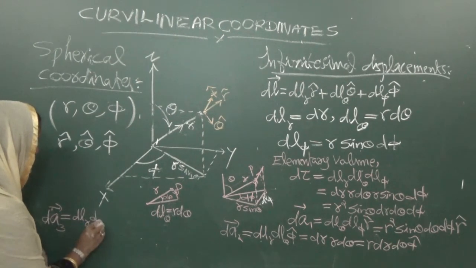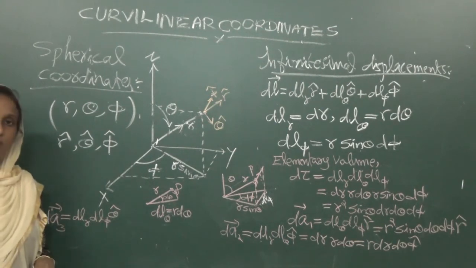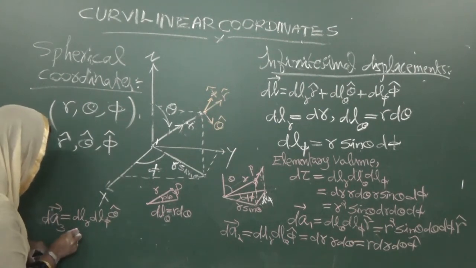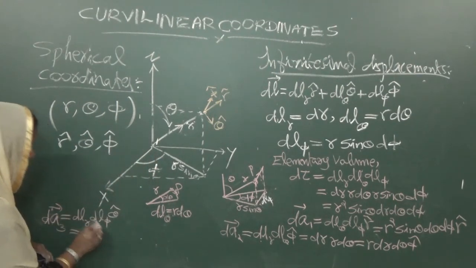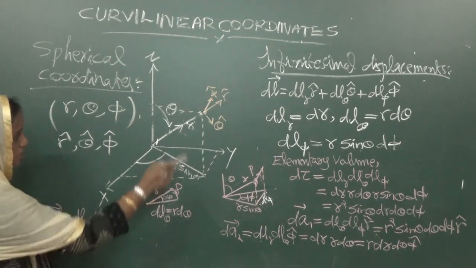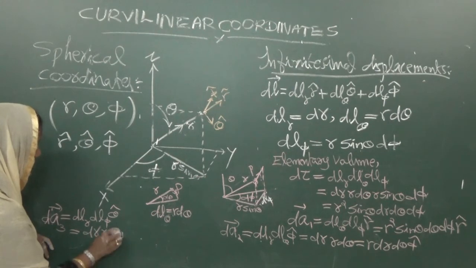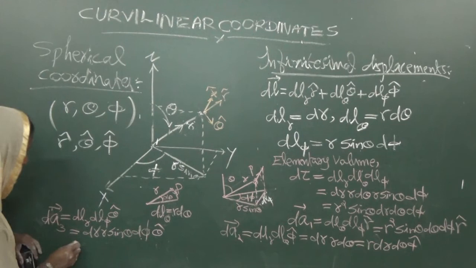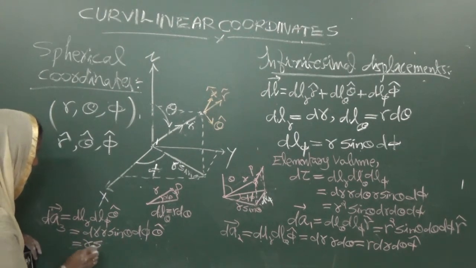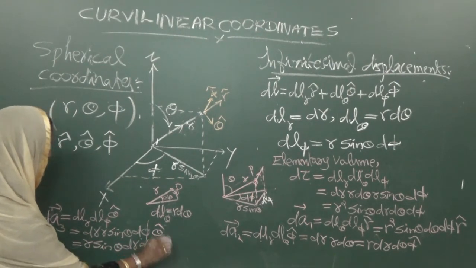dL_r, dL_phi, theta cap. Okay, this is equal to dL_r is dr, dL_phi is r sin theta d phi, so r sin theta d phi theta cap. So this is equal to r sin theta dr d phi theta cap.